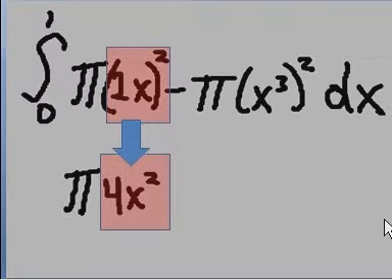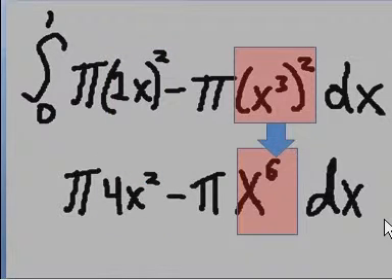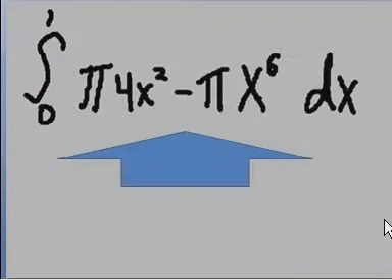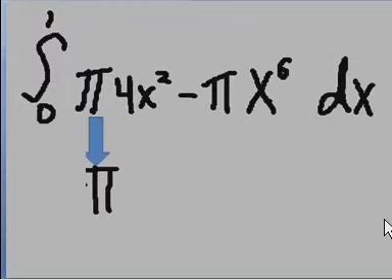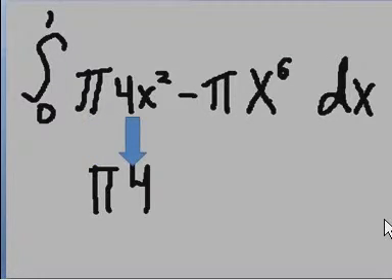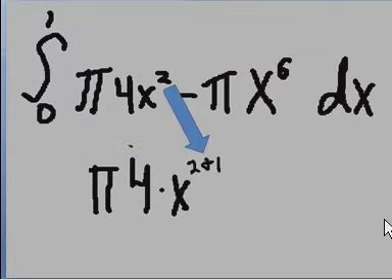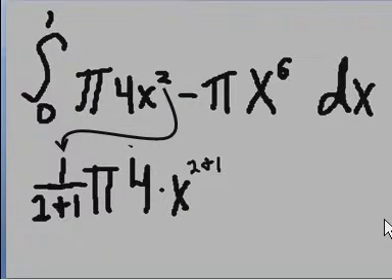(2x) squared becomes 2 squared, x squared, which is 4x squared. X to the third raised to the second power becomes x to the 3 times 2, x to the 6th power. Move it all up. Bring down the pi. Bring down the 4. And let's integrate x squared. X to the 2 plus 1, and in the front, 1 over 2 plus 1.